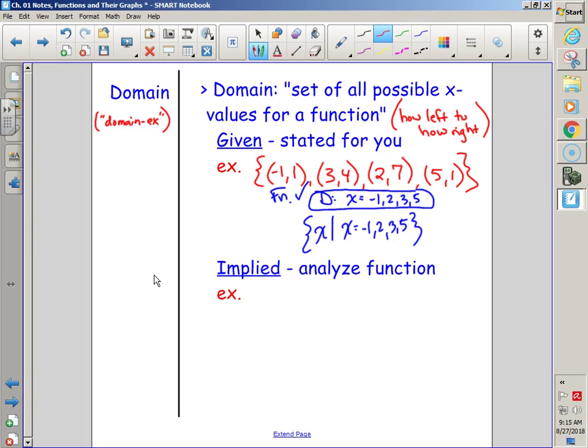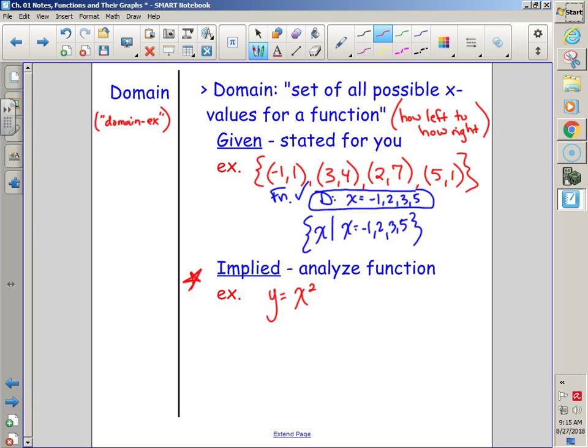But there is another type of domain, and this is the one that we're going to see most often, implied domain. We need to analyze the function because the domain is implied based on the nature of the function. And so let me give you a basic example that seems to confuse people. What if I give you y is equal to x squared? Doesn't look too bad. He's a parabola. You guys could probably at least sketch me a graph of him really fast, right?